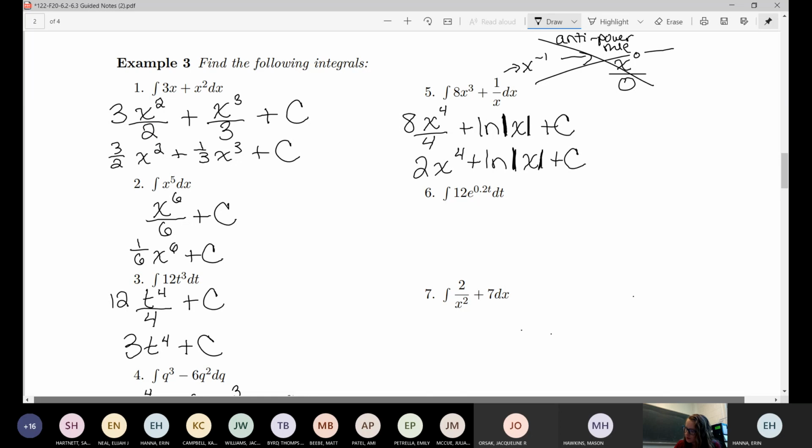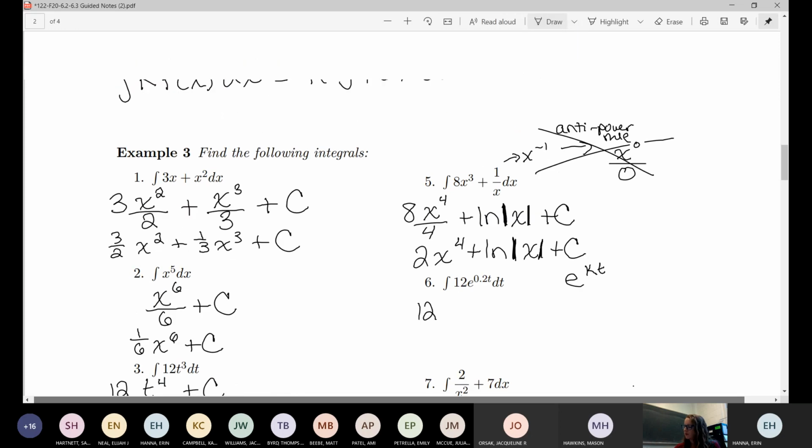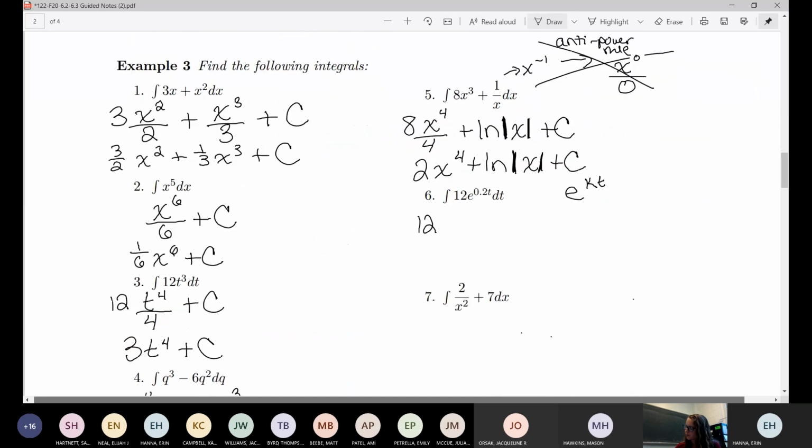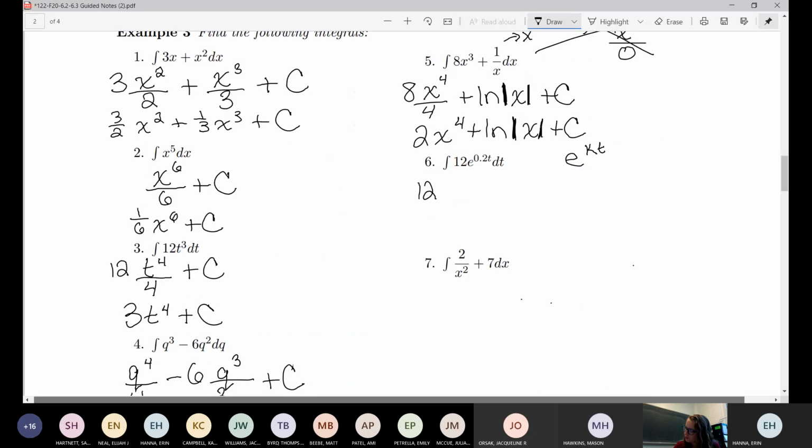For the next one, 12 comes along for the ride. We have an e to the kt, kx, whatever you prefer, situation here. So if you look back up at what we wrote a little while ago, the anti-power rule for e to the kx, we essentially still have e to the kx, but then we're going to have to divide by that k value. So we're going to essentially get 1 over 0.2 e to the 0.2t, always tack a plus c at the end.